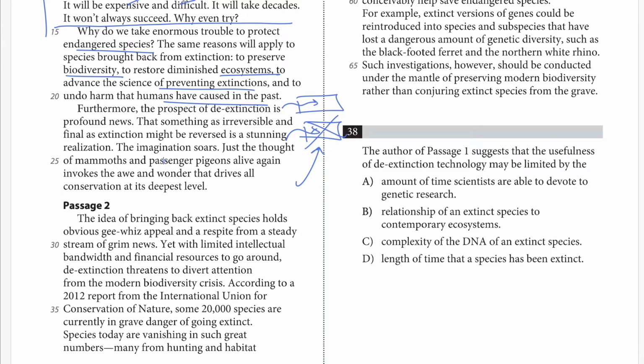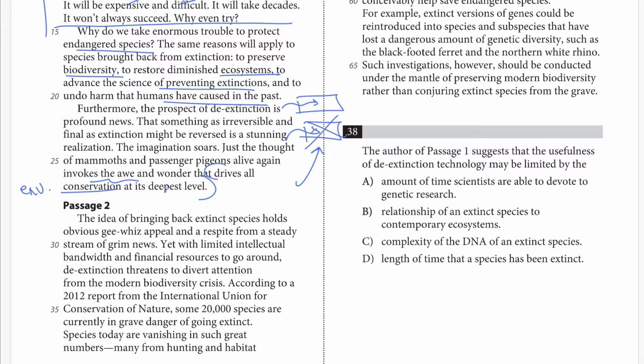Just the thought of mammoths and passenger pigeons alive again invokes the awe and wonder that drives all conservation at its deepest level. So conservation is environmental conservation, right? It makes us excited, and then it totally changes the perspective of how you can do environmental conservation, right? You really don't need to do anymore.